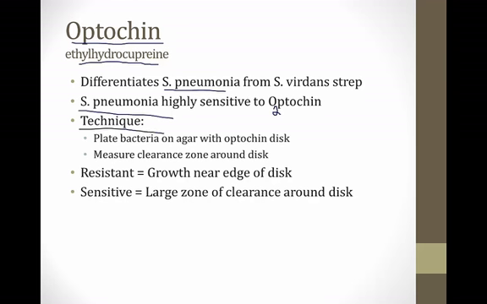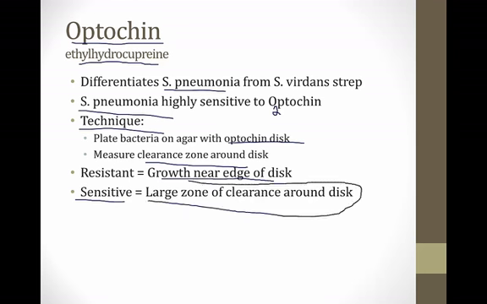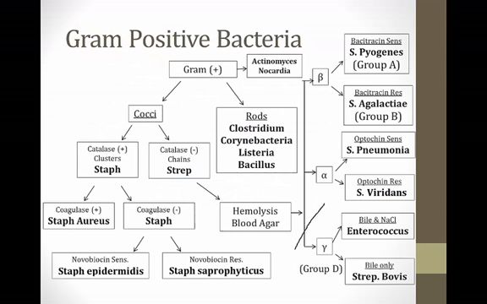The technique is the same as the technique for all the other antibiotic sensitivity tests. You plate bacteria on agar with a disc and you look for clearance around the disc. If it's resistant, like strep viridans, growth will be near the edge of the disc. If it's sensitive, like strep pneumo, there will be a large zone of clearance around the disc. Next, we're going to talk about this group of bacteria down here, the so-called group D streptococci.